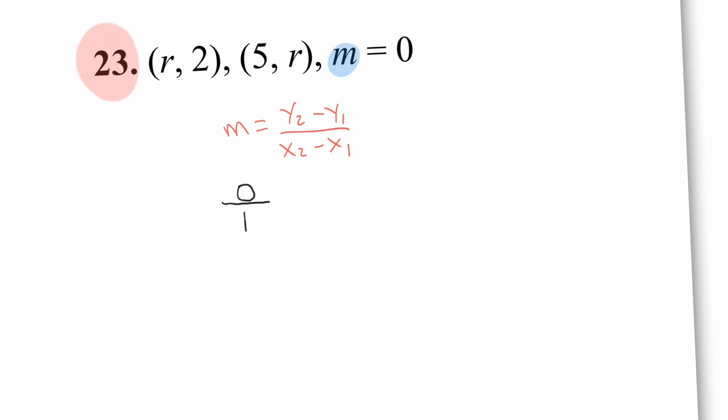We know that in mathematics, when you divide 0 by any number, that's going to be 0. So it's okay to have a 0 on the top. It's not okay to have a 0 on the bottom because that's undefined. But here we have a 0 over 1.